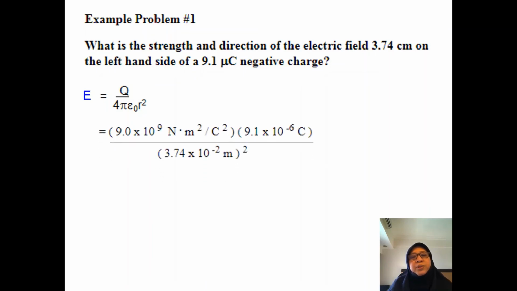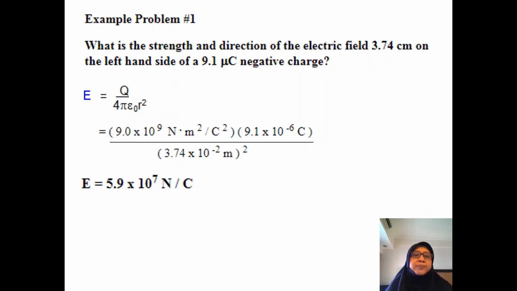You substitute the value of 1 per 4 pi epsilon naught, which is 8.99 times 10 to the power of 9, and then the charge 9.1 microcoulomb converted to coulomb, and R is the distance 3.74 converted to meter, squared. So we get the electric field 5.9 times 10 to the power of 7 Newton per coulomb. So we use the formula of electric field that we derived just now, E equals Q per 4 pi epsilon naught R squared.